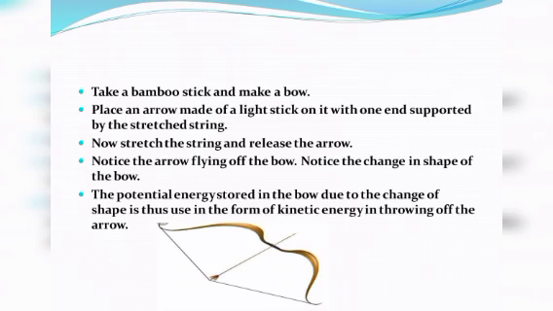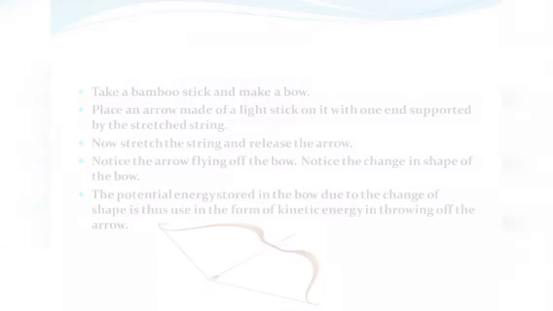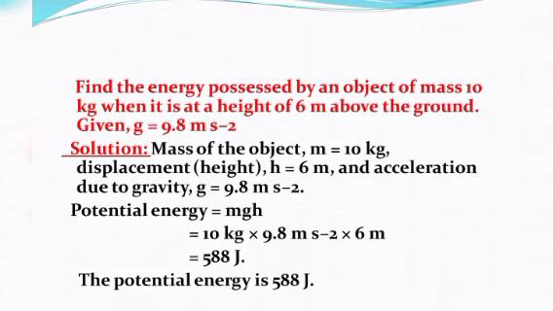To understand this concept clearly, let's solve one problem, okay? For example, find the energy possessed by an object of mass 10 kg when it is at a height of 6 meter above the ground. Given g equals 9.8 meter per second squared. Here the mass of the object m is 10 kg, displacement, that is height h, is 6 meter, and acceleration due to gravity g is 9.8 meter per second squared. Then potential energy equals mgh, which equals 10 kg into 9.8 meter per second squared into 6 meter, which equals 588 joule. Therefore, the potential energy is 588 joule.